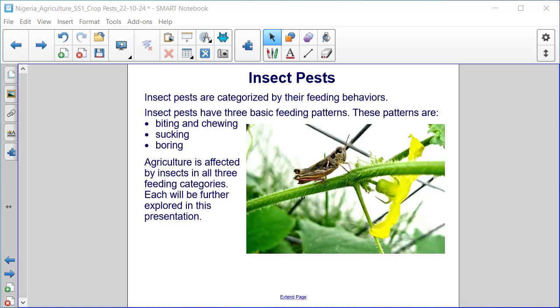Insect pests are categorized by their feeding behaviors. Insect pests have 3 basic feeding patterns. These patterns are biting and chewing, sucking, or boring. Agriculture is affected by insects in all 3 feeding categories. Each will be further explored in this presentation.